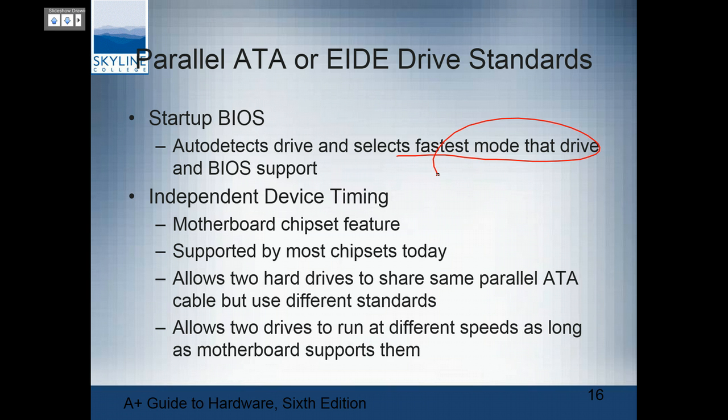Supported by the independent device timing, it allows 2 hard drives to share the same parallel ATA cable, and we've been doing that forever. 2 hard drives on a single cable, a primary and a secondary. The 2 drives are going to have a master and a slave, and they have to be jumpered that way, kind of, sort of. There is also cable select, where the system automatically determines which is the master and which is the slave. The master-slave relationship's important for the controller.